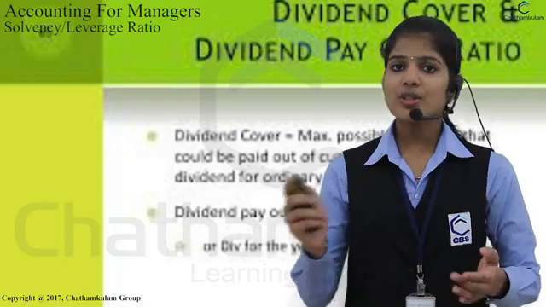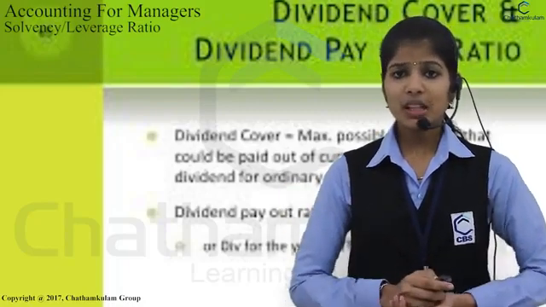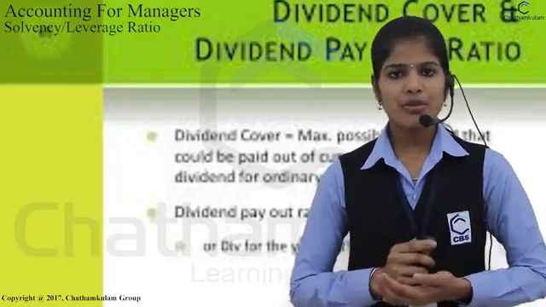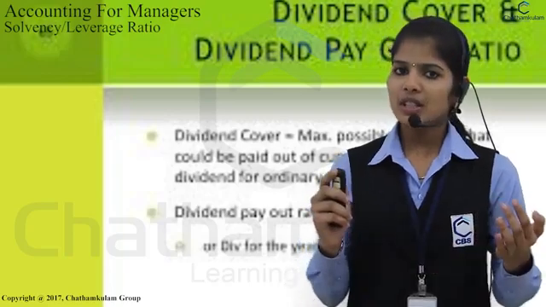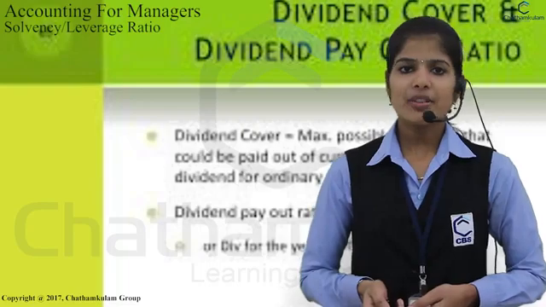The next is the ratios from the shareholders' point of view. The first one is the preference dividend cover. This ratio expresses the net profit after tax as so many times of the preference dividend payable. The preference dividend cover is calculated by net profit after tax divided by the preference dividend.